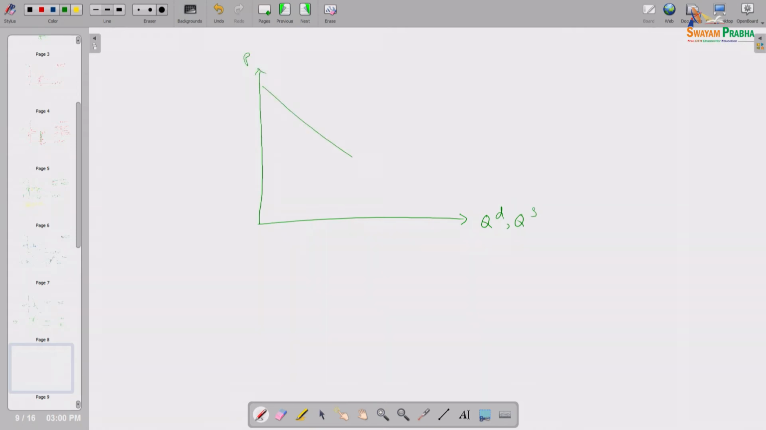Price, demand curve, supply curve. This is the supply curve, this is the demand curve, and suppose this is the tax wedge, right. That means earlier, before the tax, this much could be transacted in the market at this price. After the tax, this much will be transacted only in the market.